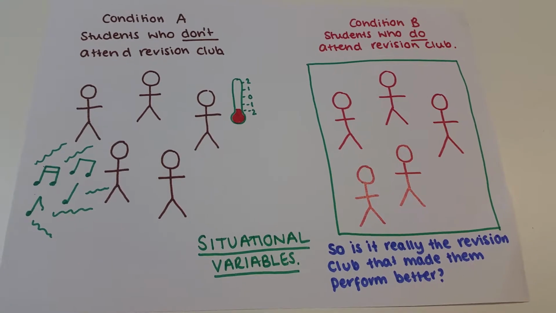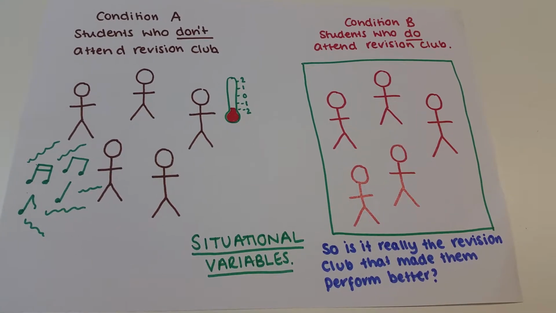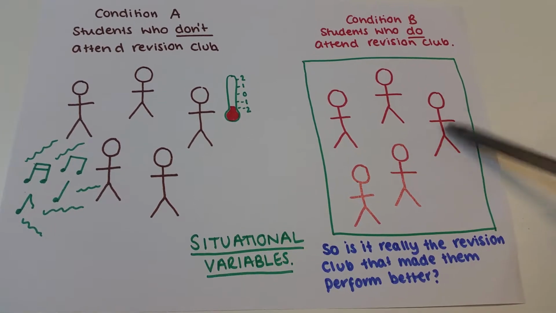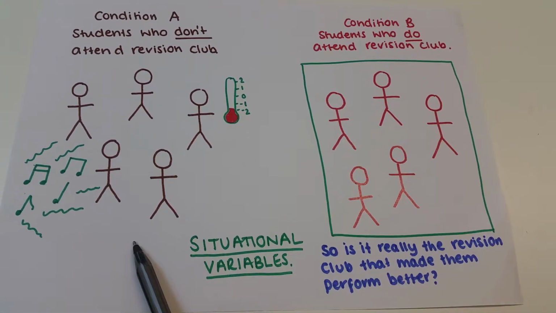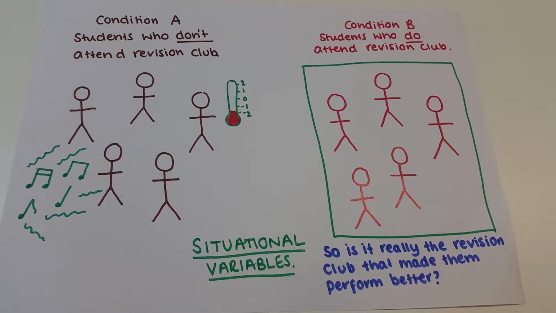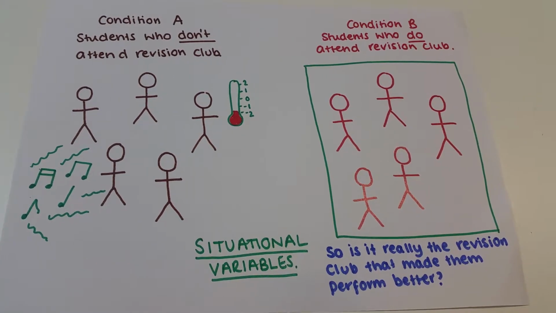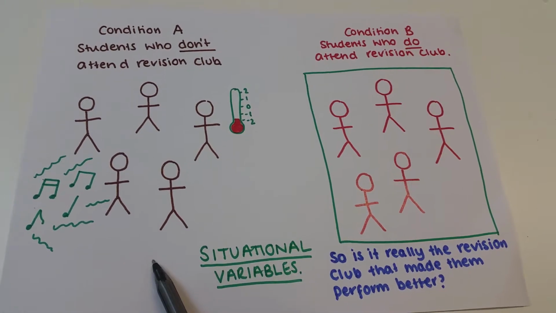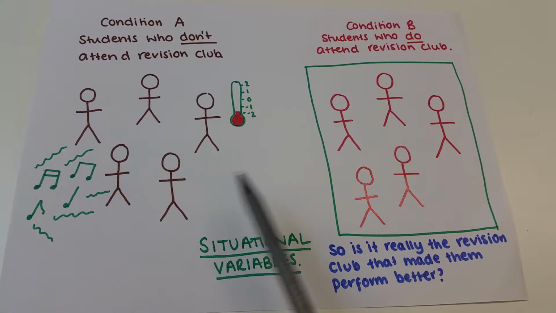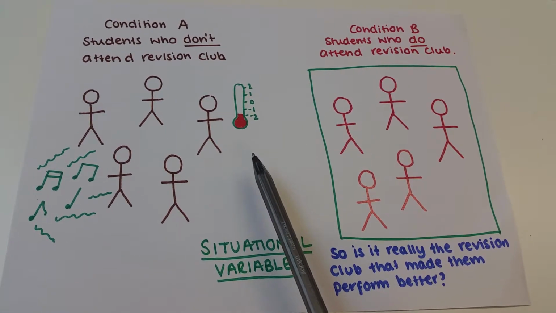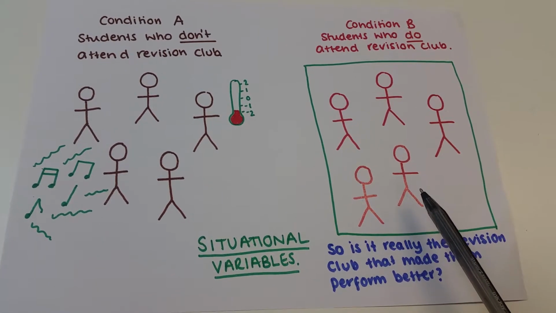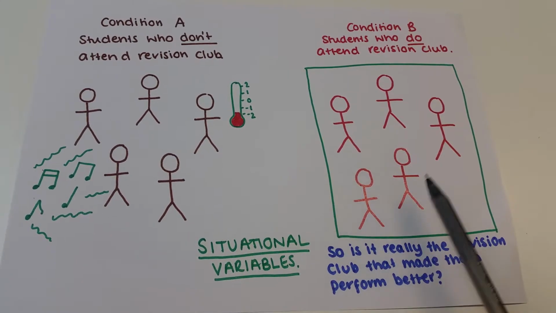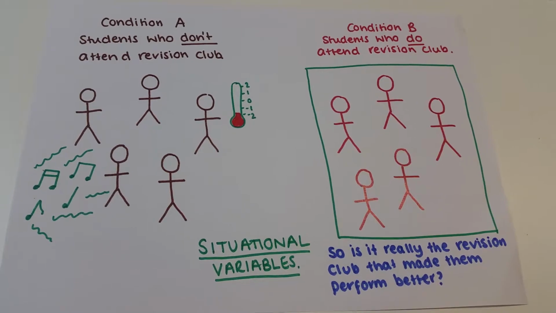Now, I'm assuming from my results that attending revision club is the reason why my students in condition B did better than in condition A. But it turns out that when I was doing the test with my students, those students in condition A were in a room that was really noisy and had a really low temperature. My students in condition B did it in a nice room temperature room with no noise, and it was somewhere that was familiar to them.